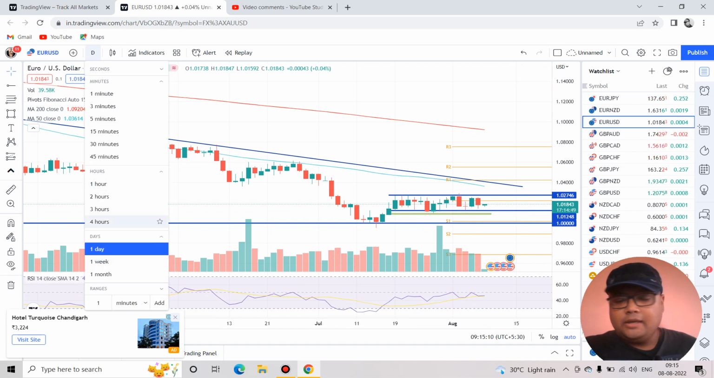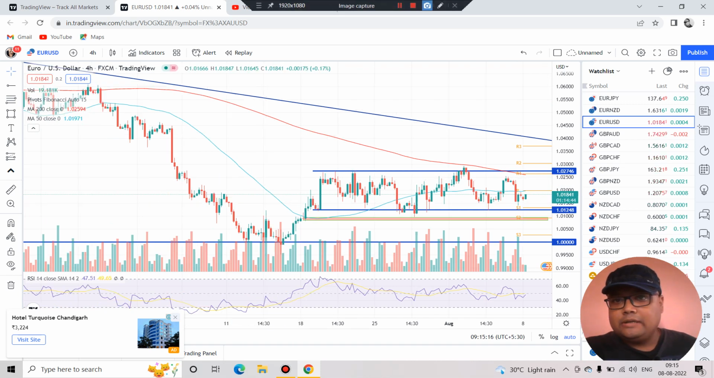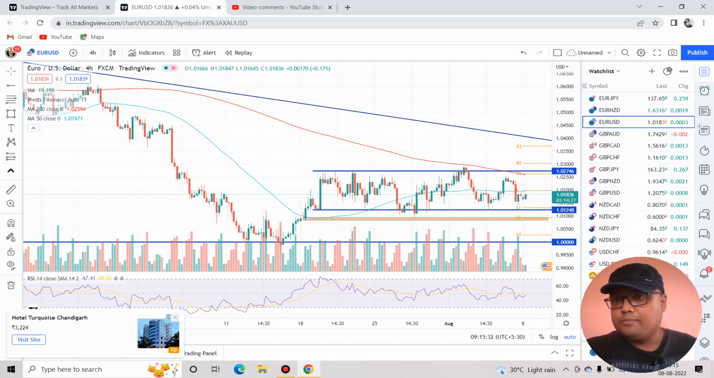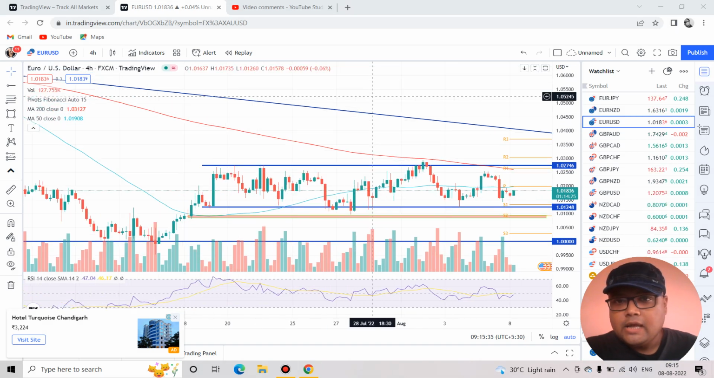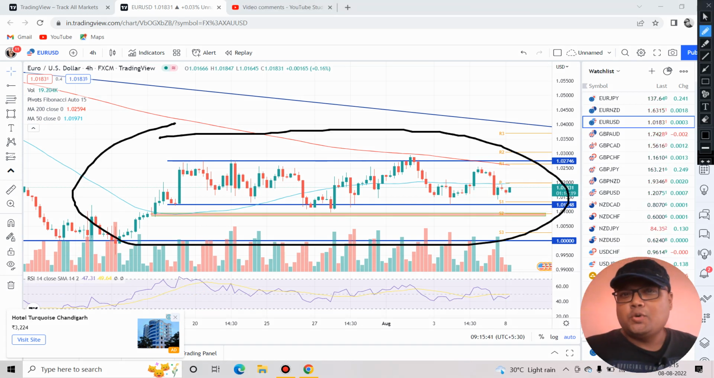For Euro USD, I would love to take you to my favorite time frame, that is 4 hours. Okay, there is no doubt that 1.0000 is still the most important support level on the chart here. In case there is a fall in the market in the coming days and weeks, you can expect the market to reverse from this level here. This is the most important support zone on the chart of Euro USD. And if we just try to analyze the present portion of this market here, then there is no doubt that the number of buyers and sellers are almost equal. As a result, we are seeing a range bound market here.